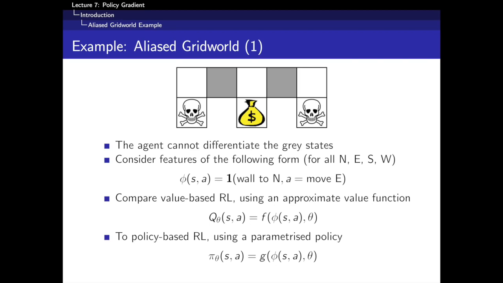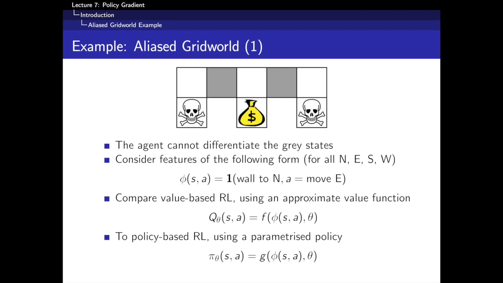And the other part of the feature is: is there an exterior wall to the north, and I'm moving to the east? And that would be a feature of my state and action pair. Okay? So we're going to consider features like this. Is there a wall to the north when I'm going east? And we're going to consider all such features, like is there a wall to the west when I'm going south, and all kinds of things like this.